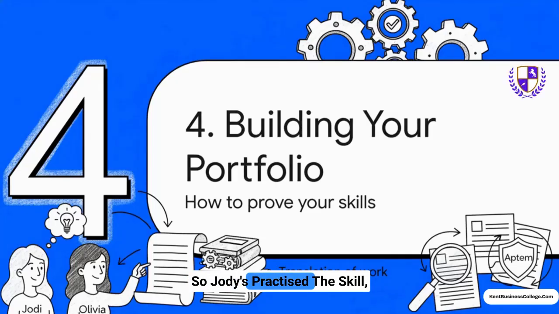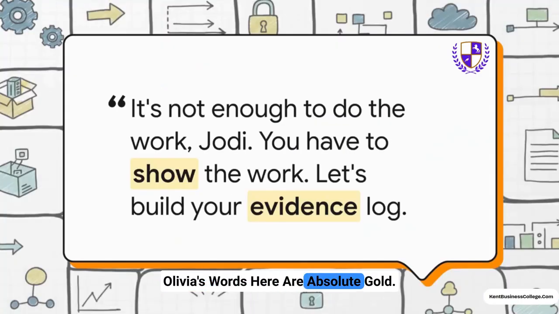So Jody's practiced the skill. She's feeling more confident. But now comes the next vital phase for any apprentice. You've got to prove it. So she meets with her coach, Olivia, and Olivia's whole job is to help Jody translate all that great work into the kind of evidence that Aptum and the assessors are looking for. Olivia's words here are absolute gold.